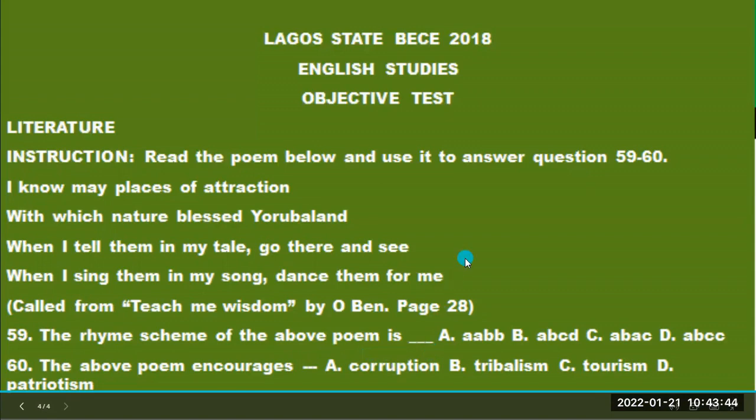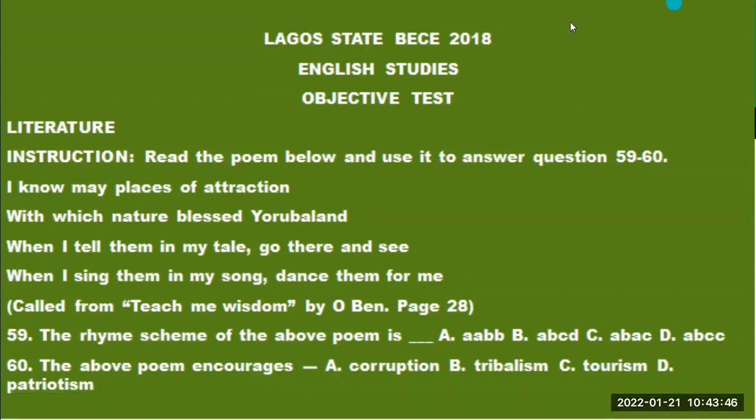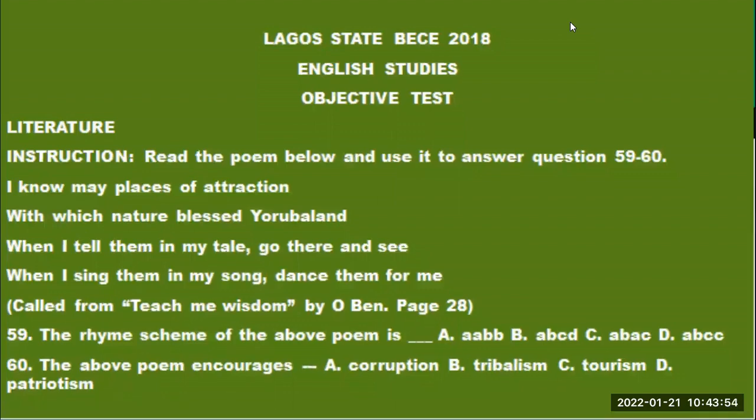Now, I want to show you how to analyze a poem and identify the rhyme scheme. I know many places of attraction. You see, this word ends in shin, shin, shin. That's one particular rhyme. Attraction, shin. All right. So we call this A.